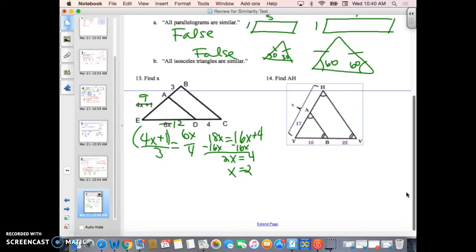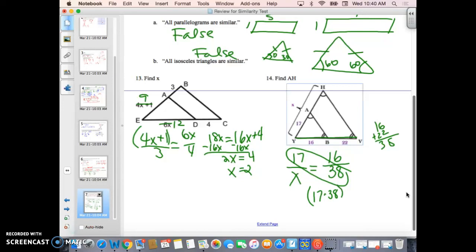All right. Over here I want to solve for x, so I have to use the small side and the large side. So I'm going to use 17 over x, and that's going to equal 16 over, and I have to use the whole side, so 16 plus 22, 38. So now I'm going to cross multiply and divide, and I don't have a calculator on me, so I'm going to trust that you can cross multiply 17 times 38. And you're going to do that first, and then you're going to divide it by 16, and that's what x is.